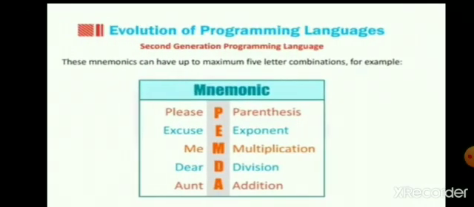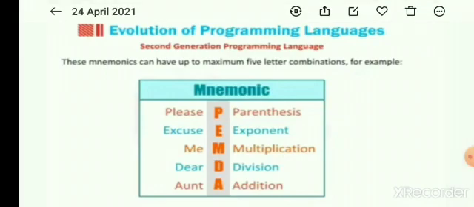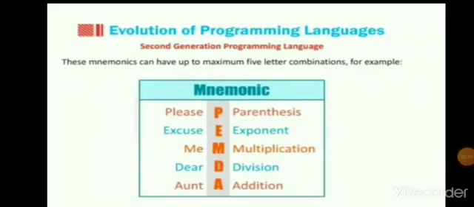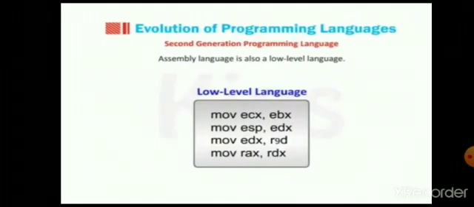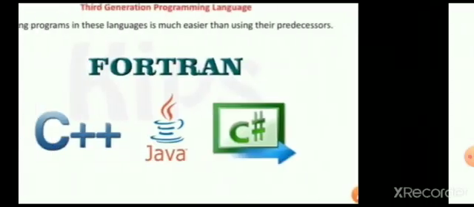Now, the second generation language is also called assembly language. That is in the form of codes and mnemonic symbols and mnemonic codes. Second generation language, also known as assembly language, contains mnemonic codes and symbols. So we need an assembler to convert these mnemonic codes into machine language. Okay. Now, assembly language, as I told, is also known as low level language.